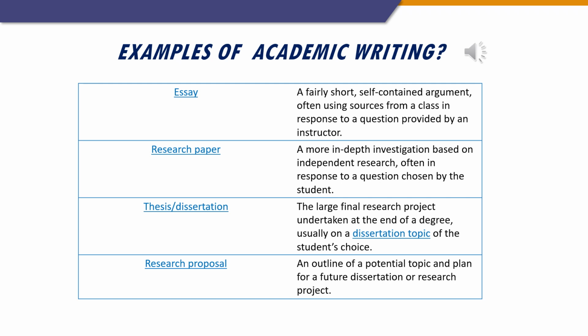So here are some examples of academic writing that you can find at the university level. First, you have an essay, a research paper, a thesis or a dissertation, and a research proposal. All of these papers should be written in an academic writing style.